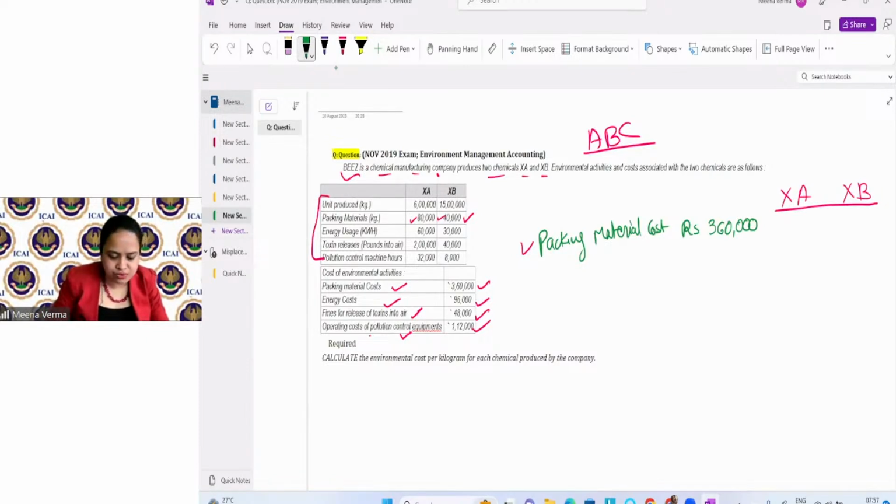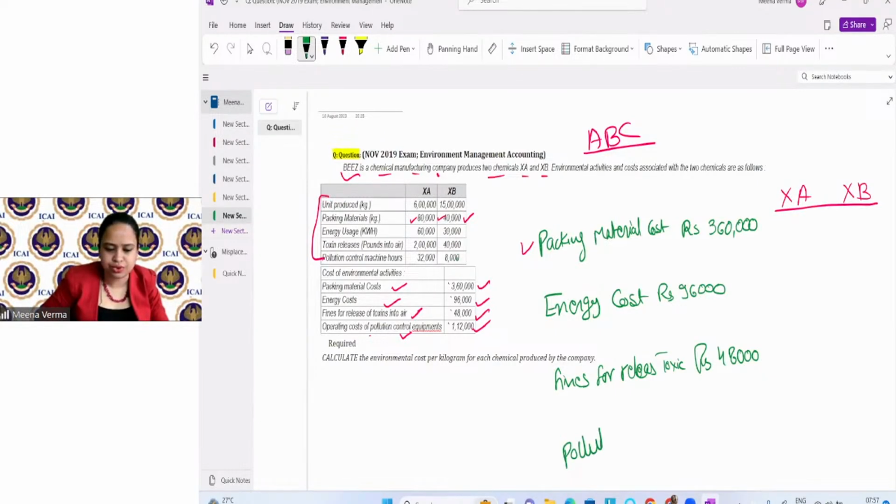Then the second cost is energy cost. Energy cost is rupees 96,000. Then the third one is fine for release of toxic material, rupees 48,000. Then the next one is cost on pollution control equipment.